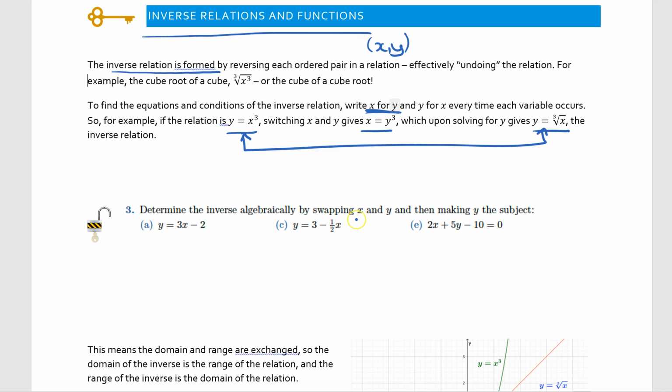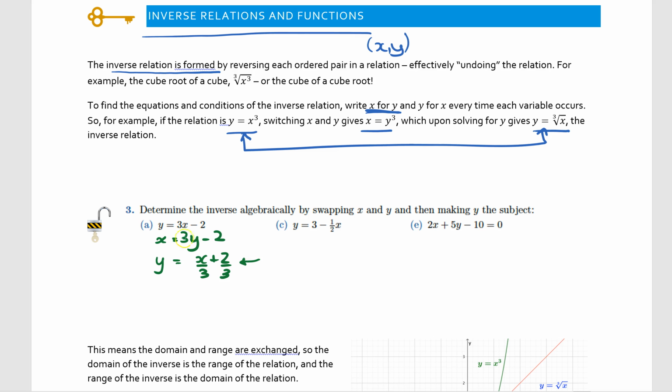So let's have a look at some examples. Hopefully it will make this process just a little bit more obvious than that blurb up there. So if I have y equals 3x minus 2 as the original function, then I swap the variables, so I get this. Now I make y the subject again, so y equals x plus 2 all divided by 3, so it will be x on 3 plus 2 on 3. Then this is the inverse function.